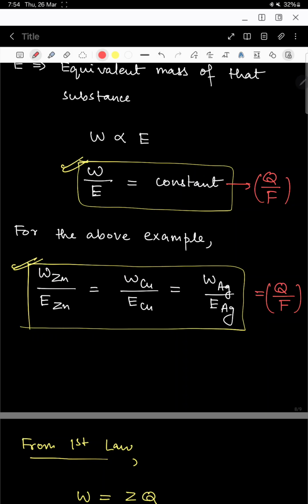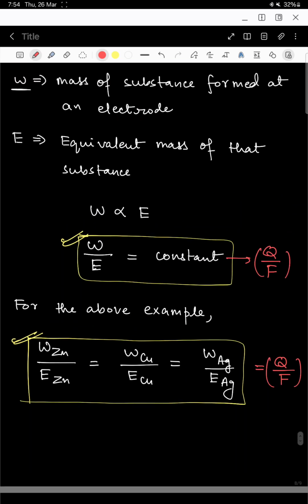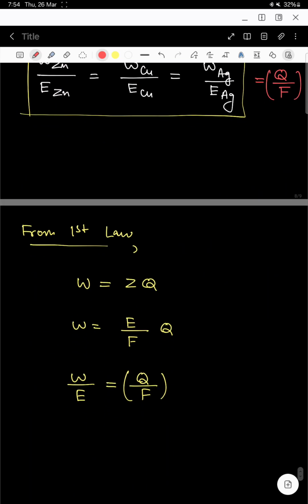So this much for this video. In the next video we will discuss a few numerical problems from NCERT. I will take some simple problems from NCERT to discuss from Faraday's first law and second law, right? So this much for this video.